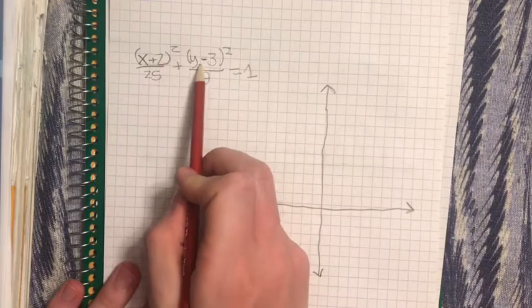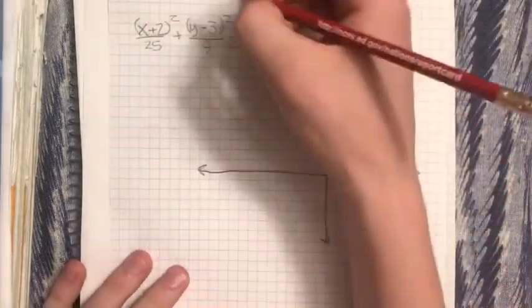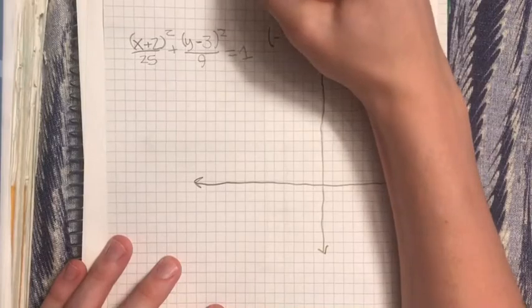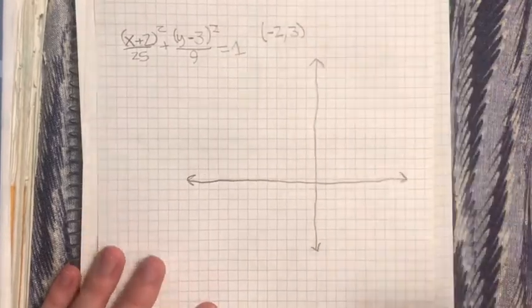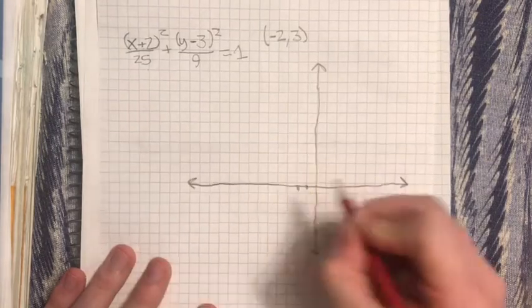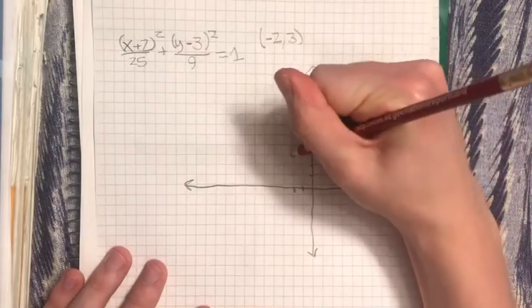Normally, these are minus signs, right? If we go to the equation, we see plus h and plus k, so we know that h and k are really -2 and 3. And this points to our center. So we go back 2 and up 3. That is our center.